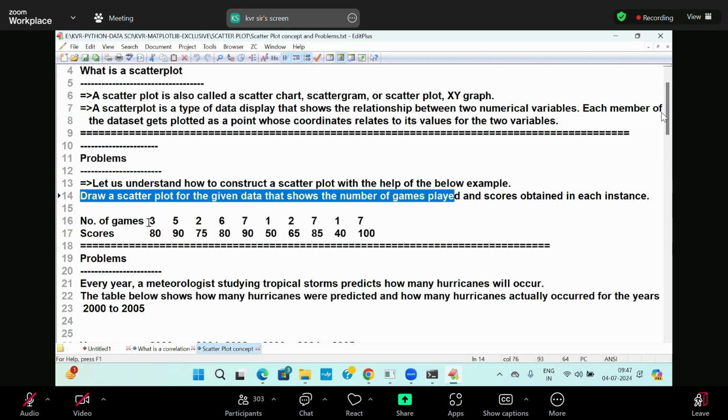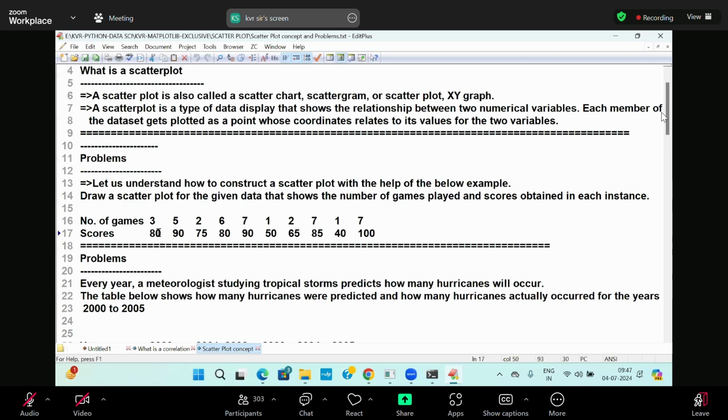Number of games are what? 3 games played. What is the score? Number of games played, how many? Like that, these many games are there. This is called what? Next, if it is coming next one, what is your prediction? Increases or decreases?